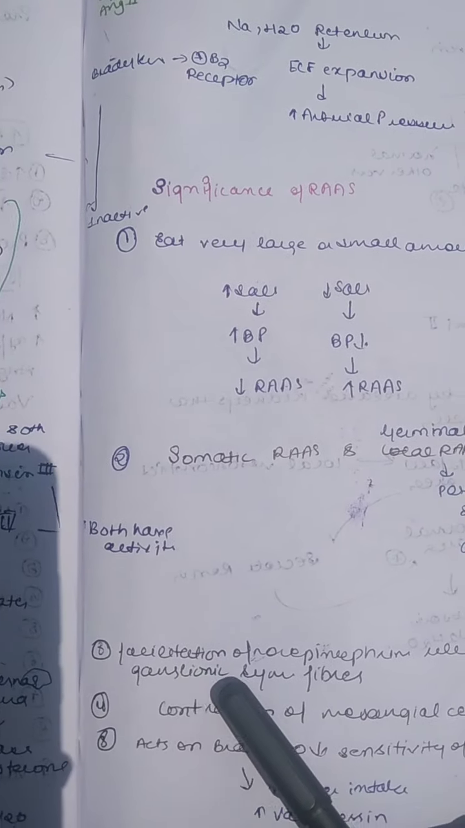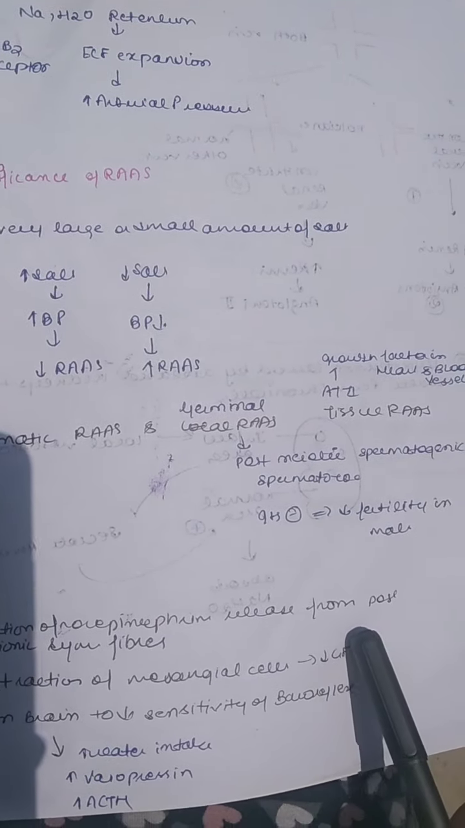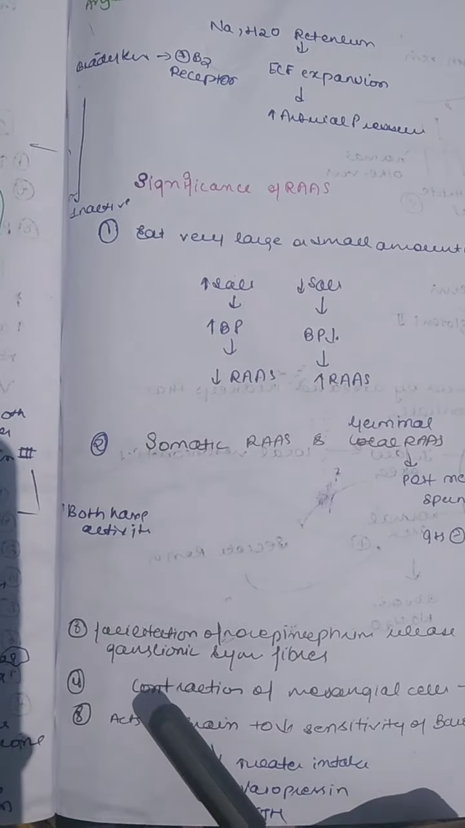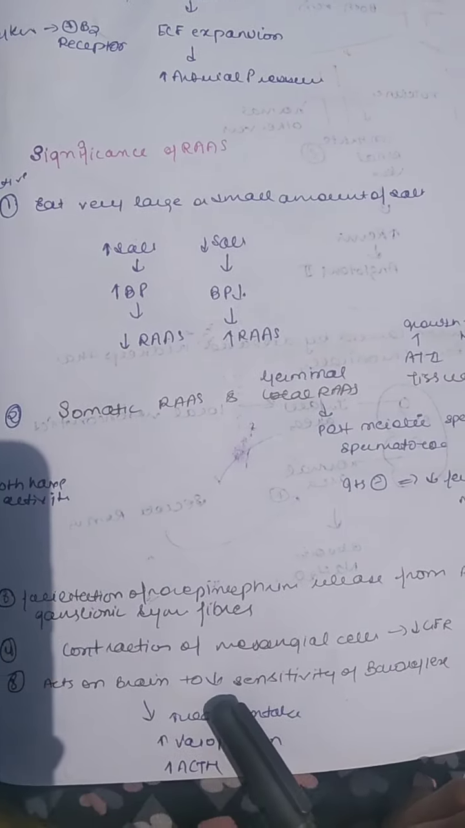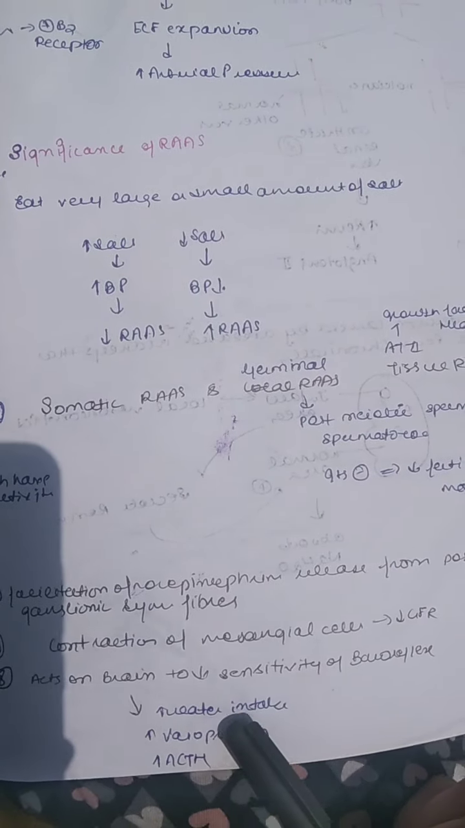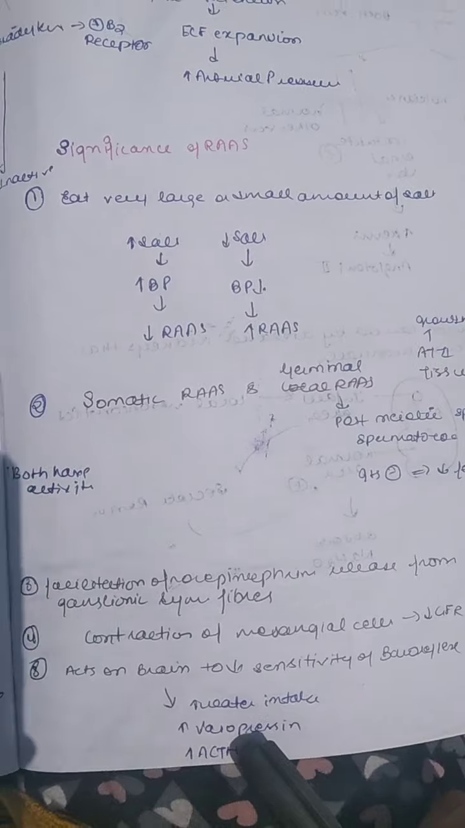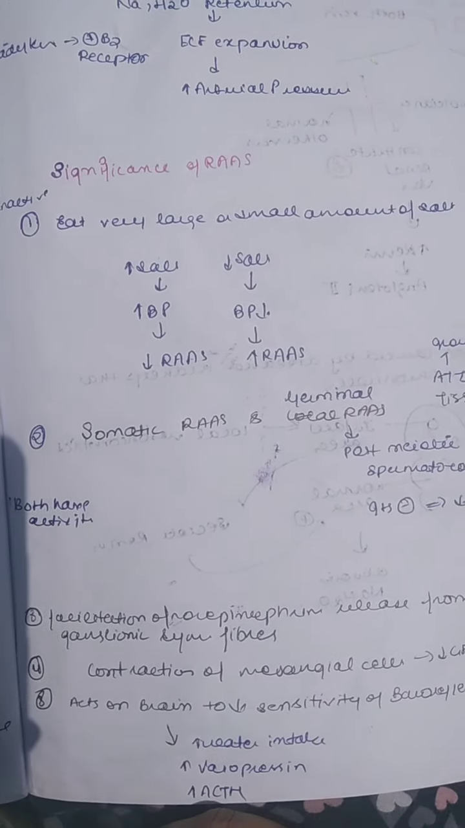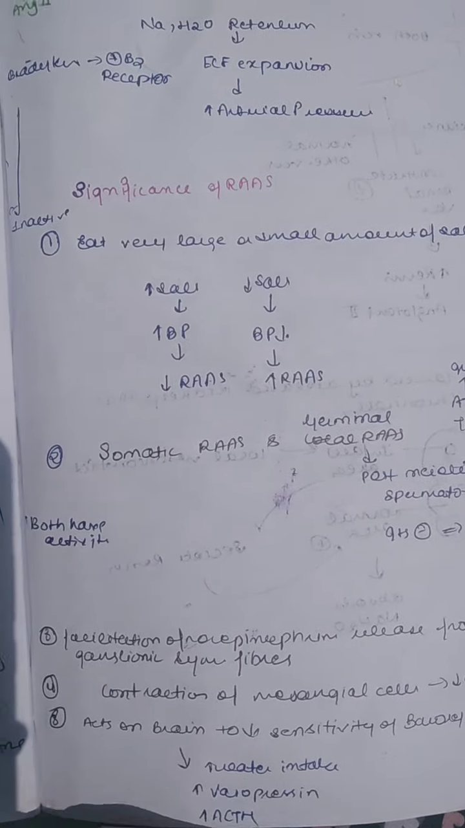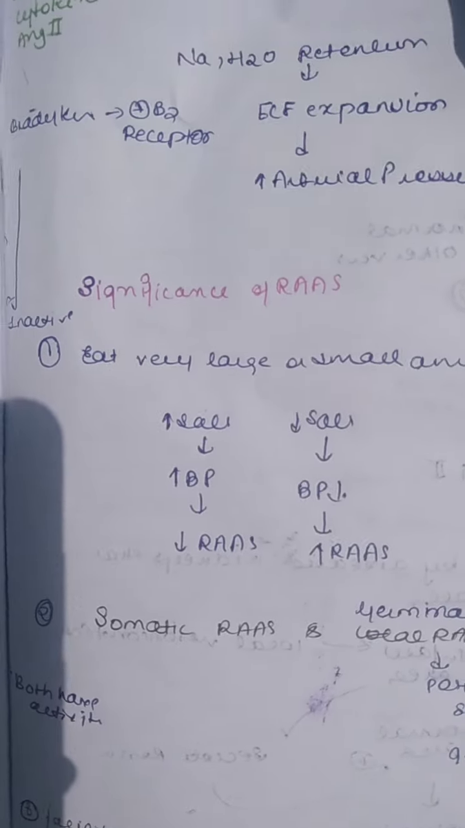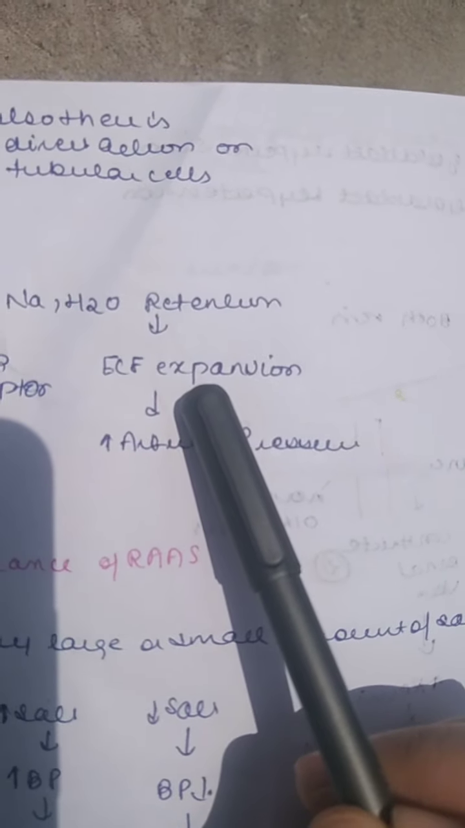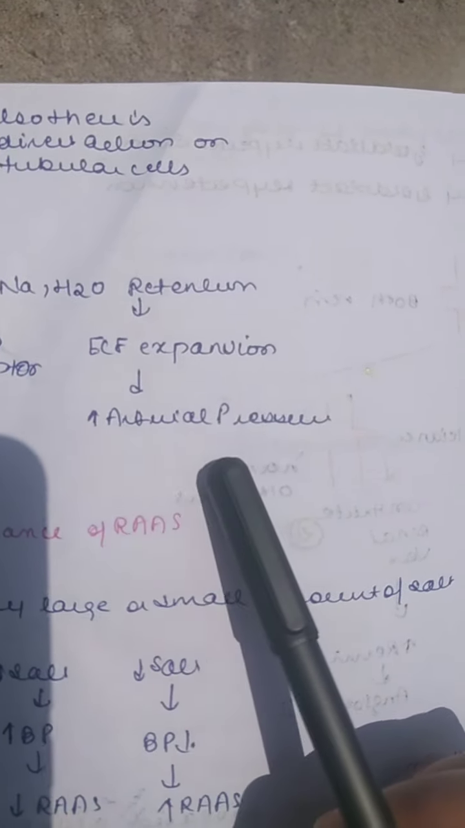And angiotensin 2 facilitates norepinephrine release from the postganglionic sympathetic fibers. Angiotensin 2 causes contraction of mesangial cells that will decrease GFR, that is, more sodium and water absorption. It acts on the brain to decrease sensitivity of the baroreceptor reflex, increase water intake, increase vasopressin, and increase ACTH. Increase ACTH means increase cortisol. So all these mechanisms will increase the BP. So what is the effect? Sodium and water retention cause extracellular fluid volume expansion, that leads to increased arterial blood pressure.